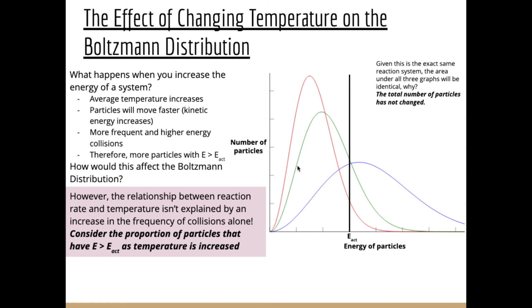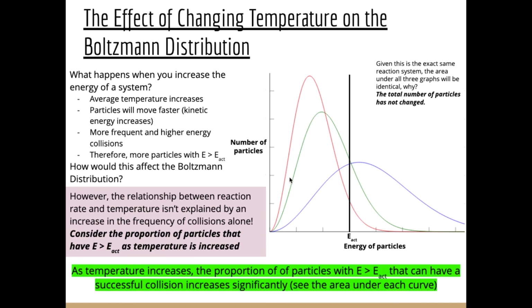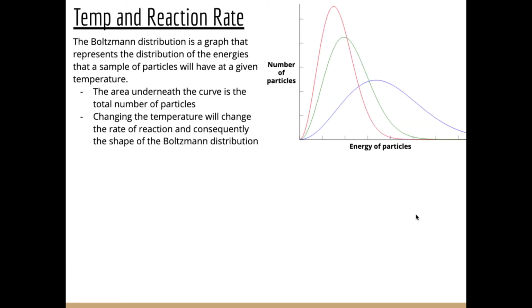So to put that in a very succinct sentence, as temperature increases, the proportion of particles with energy that is greater than activation energy that can have a successful collision will increase significantly. And we can see that by the area under each curve. So let's look at this really good diagram as opposed to my scribbles on the whiteboard. If we look at the red one, which is the lowest temperature, we have a small area. If we increase the temperature to the green one, you can see how significantly we have increased that proportion of particles. And then if we look at the blue one where we've increased the temperature again, we've increased that area significantly again. So let's just recap everything.